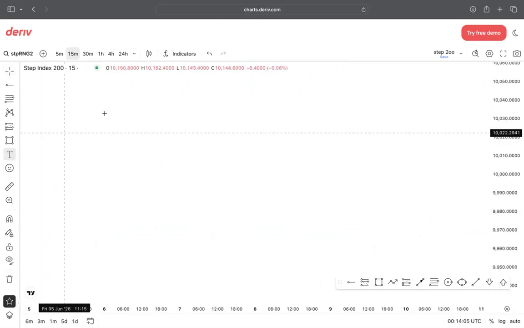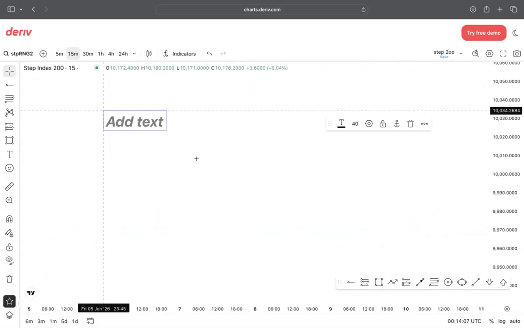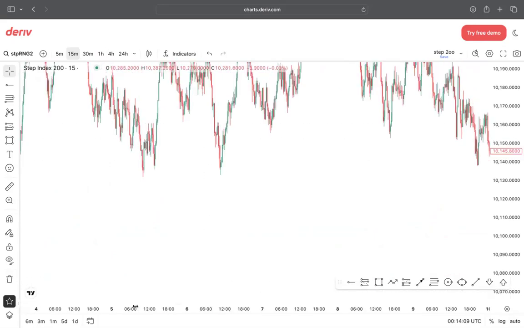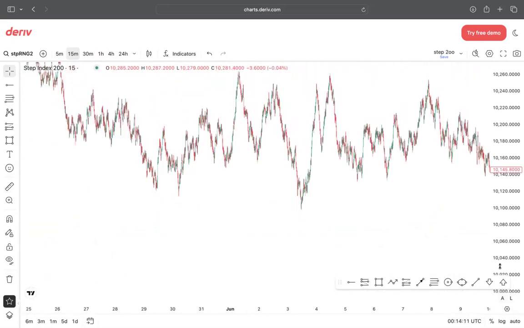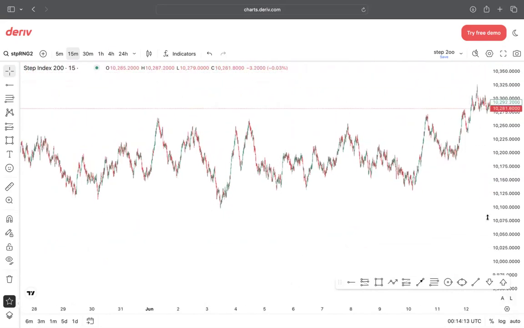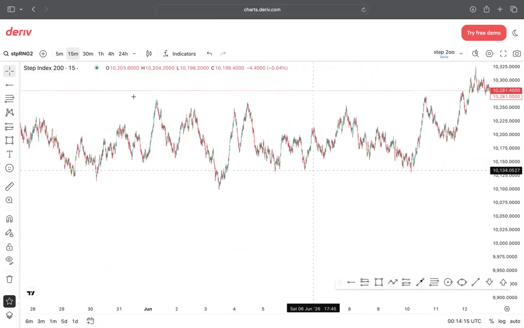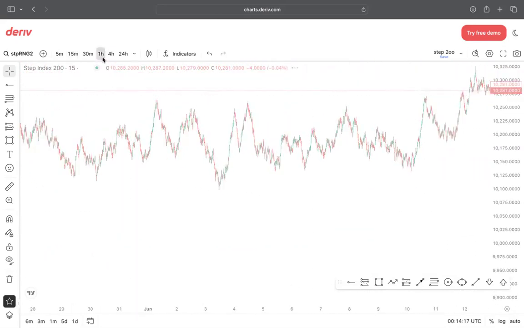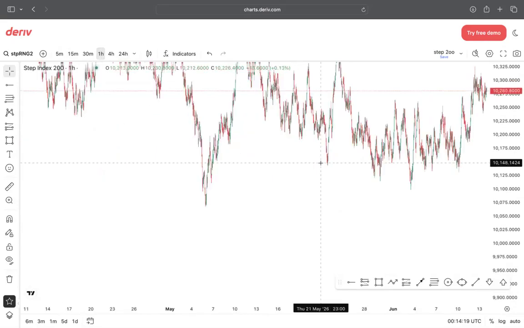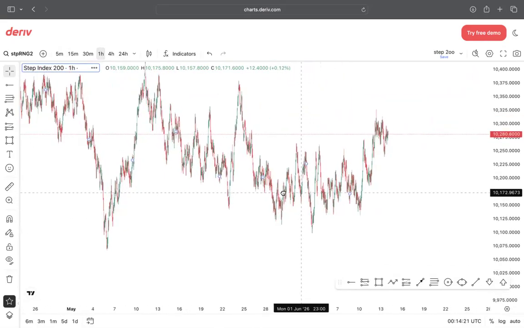Okay, so we already know what we're doing. The first thing that we're looking out for is a top-down analysis to know where price is coming from and where price is going to. For this Step 200, I shared the trade as my outlook earlier this week.